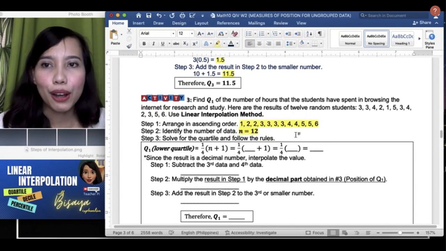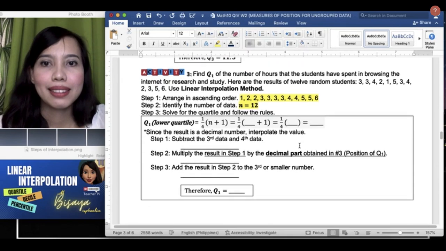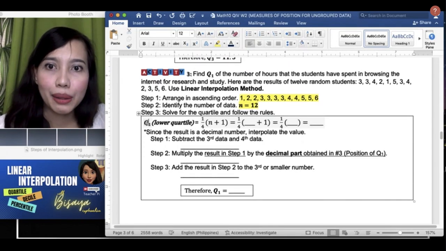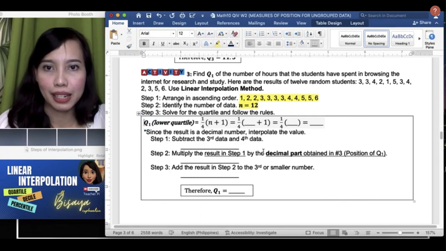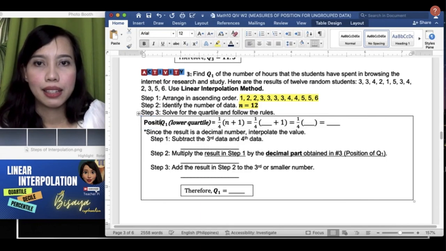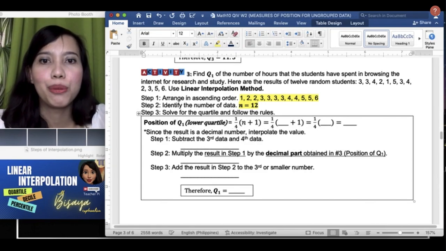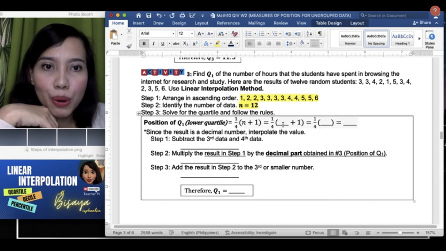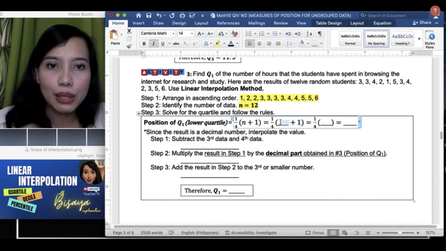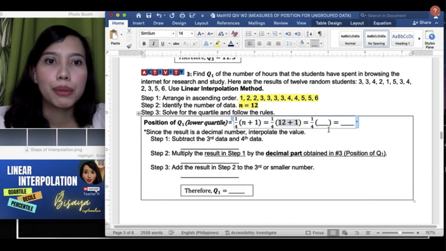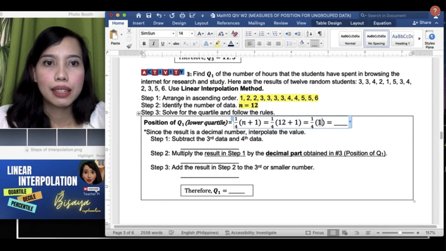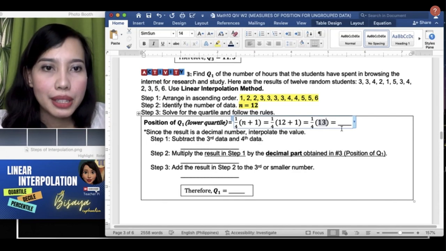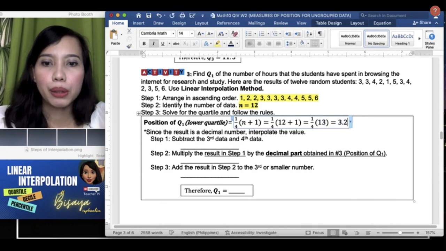Step 3. Solve the quartile and follow the rules. So for the lower quartile, you have to write here position of Q sub 1, or the lower quartile. That's always 1/4 times the quantity n plus 1. Our n here, remember, it's 12 plus 1. And so we get 13. 1/4 times 13. 3.25.